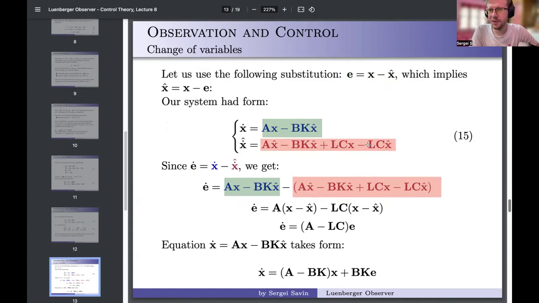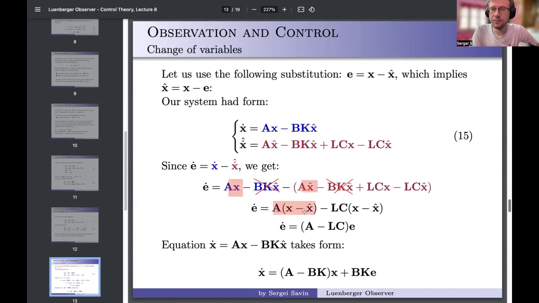Okay, all right. What we can observe here is that some parts cancel out instantly. Like as before, this guy will cancel with this guy. We can observe that in some parts we can get A out of the brackets, like here. And as before, again, here we can get LC out of the brackets.